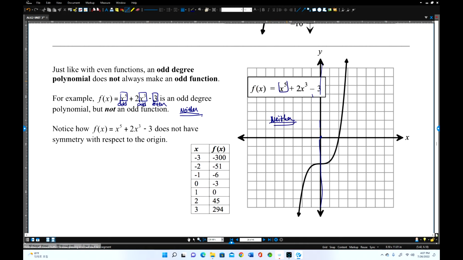When you have odd functions and even functions together, that is neither. You can check it algebraically over here. Put negative x in there. Negative x in there, what is that? Negative x to the 5, 2 times negative x to the cube, and minus 3. Negative x to the 5. This is negative x cubed. 2 times negative x cubed is negative 2x cubed.